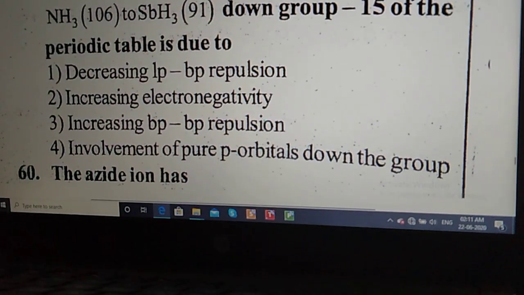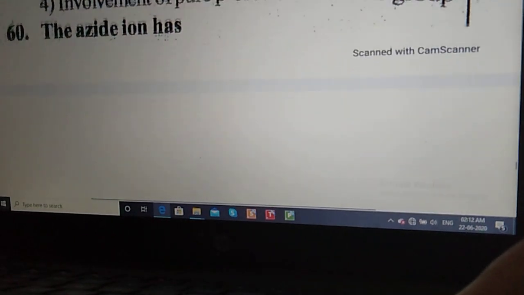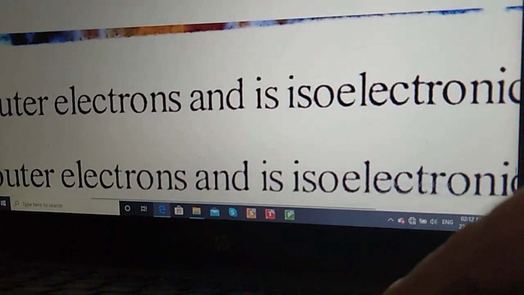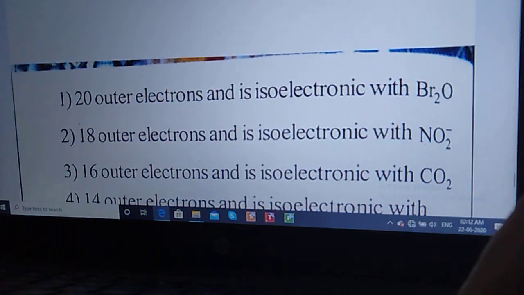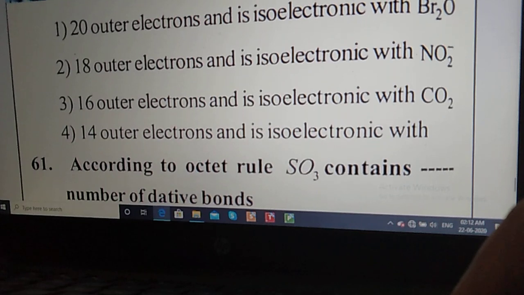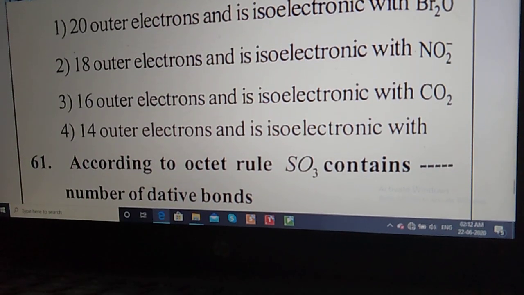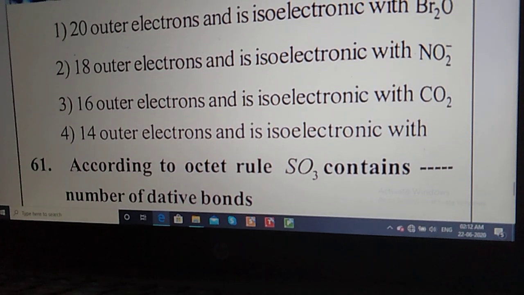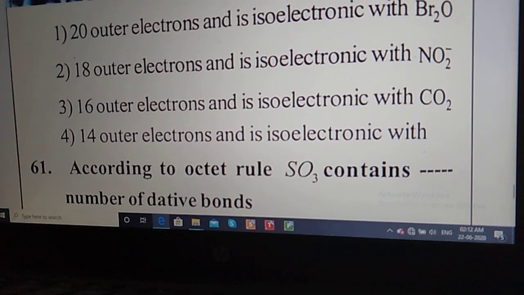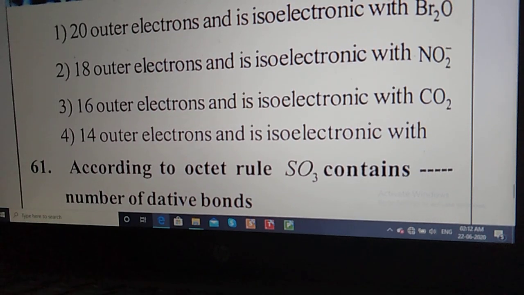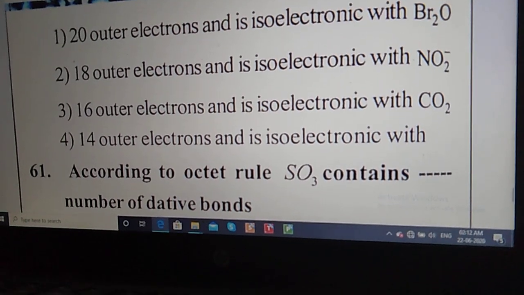Now let us move to question number 60, student. The azide ion has... Dear student, they are asking what is there in the azide ion. Firstly some options they have given: 20 outer electron, isoelectronic with Br2O, 18 outer electron, 16 outer electron, 14 outer electron. Okay, now let us check with the options.